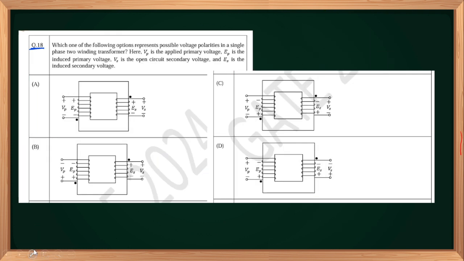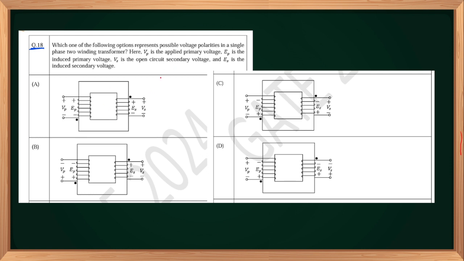And if you see this one, this question is from transformer. Which one of the following options represents possible voltage polarities in a single phase 2-winding transformer? Here Vp is the applied primary voltage and Ep is the induced primary voltage. Vs is the open circuit secondary voltage and Es is the induced secondary voltage. So E's are induced voltages, and Vp is the applied voltage and Vs is the secondary voltage.